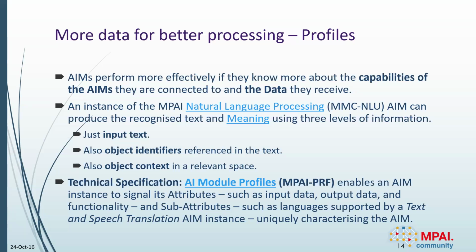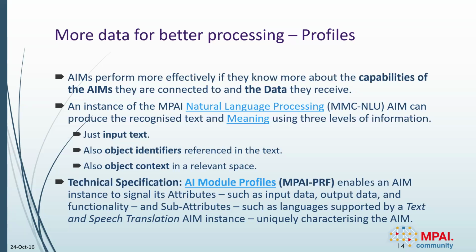So if we take an example, natural language processing, this is an AIM that is expected to produce text and meaning using 3 levels of information. Just the text is given, and from that, this AIM should improve the recognized text and also extract the meaning that is embedded in the text. Then it can also use the identifier of an object or more than one object. So if I'm talking about something, it is helpful to the AIM to understand the text because I'm giving some hints about what the text is about.